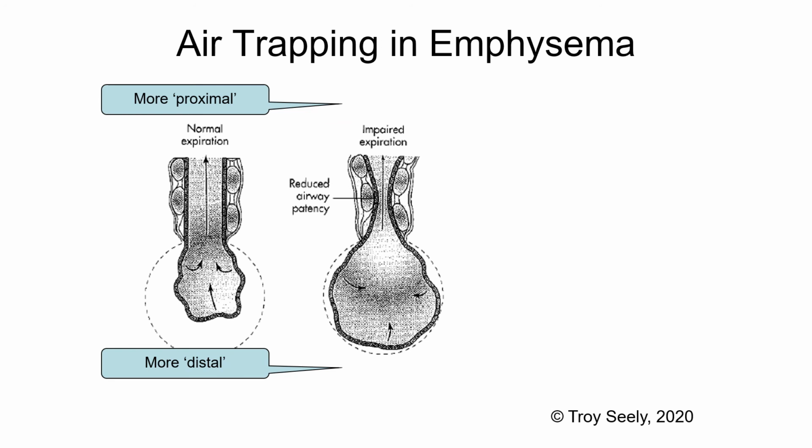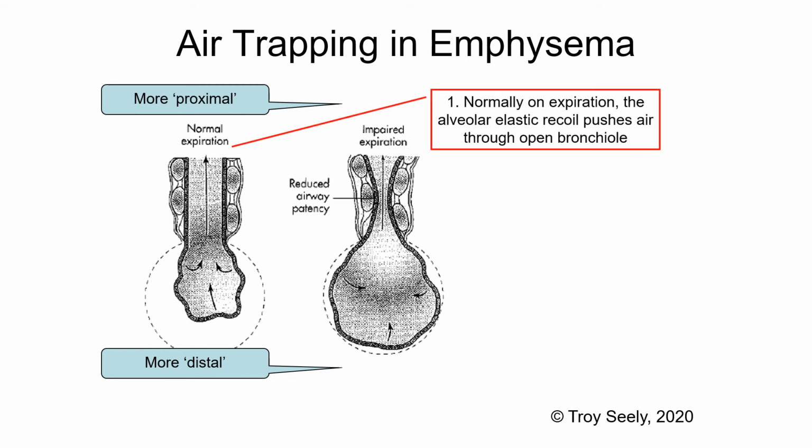Here's the thing, air trapping doesn't just happen with chronic bronchitis. If we know that chronic bronchitis is affiliated with mucus production, we can make sense that there will be some trapping there. But there could be some air trapping as well in emphysema. So normally on expiration, the alveolar elastic recoil pushes air through open bronchioles, which means you take a breath in, it's going to stretch the alveoli, and then with expiration, that stretch is going to be gone. Elastin will recoil, and that will force things out. That's improving lung efficiency.